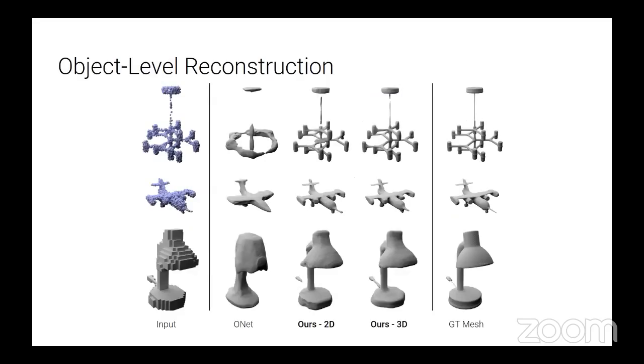We first want to see if our convolutional method can also improve the quality of object-level reconstruction. It turns out this is indeed the case, in particular for objects with complicated shapes. Our input could either be a noisy point cloud or a coarse voxelization of an object. We can see the original occupancy networks lose quite some details, whereas our convolutional models here preserve much more details.